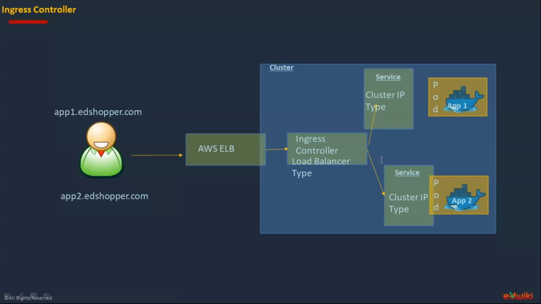Yes, one ingress controller is enough to handle the traffic routing to all the pods of all the different namespaces too. So pretty much one cluster needs only one ingress controller. It can take care of the whole cluster, even across different namespaces.